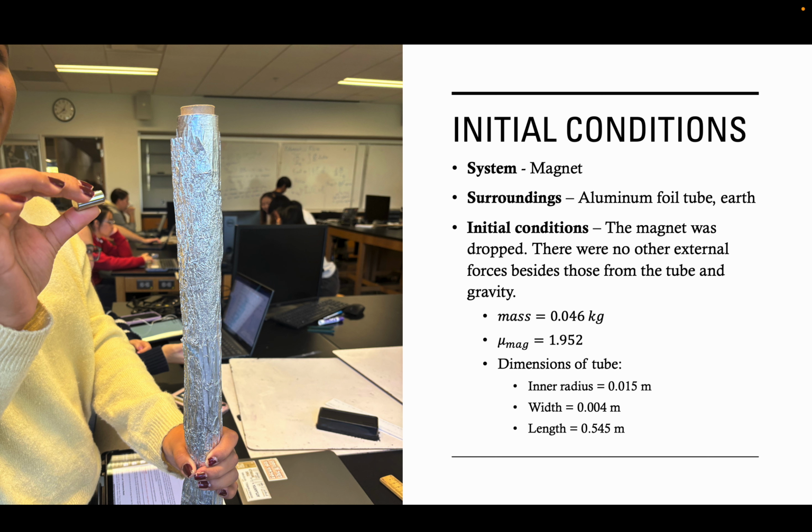On the slide we have a picture of us dropping the magnet. In our initial conditions, the system was just our magnet, the surroundings were the aluminum foil tube and the earth, and the mass that we had was 0.046 kilograms. We also have our magnetic moment and the dimensions of the tube, which all come into play in the GlowScript code.